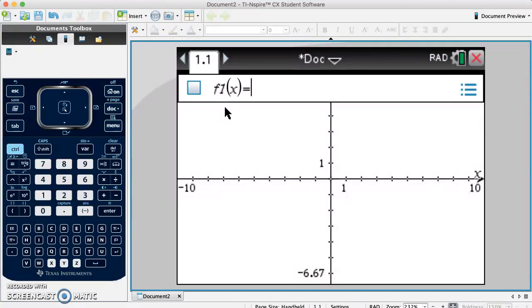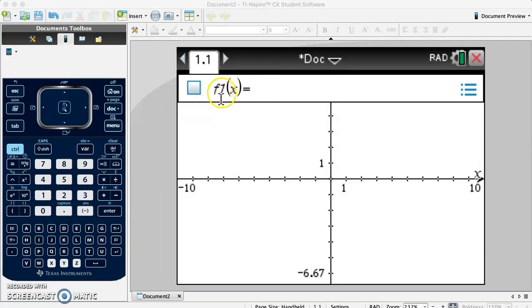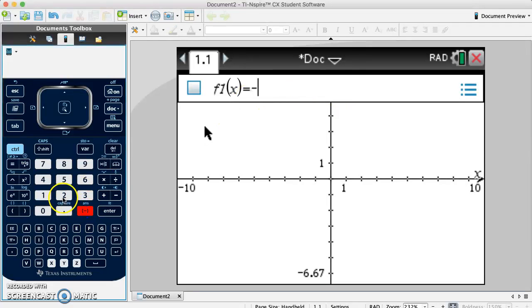And you can type this in 2 different ways. Here, this says y equals. Since it says y equals, and we know that y is the same as f of x, the same as function notation, then we can easily type it in right here, f1 of x equals. So in here, I can type in my slope-intercept form equation. Yesterday, we had to hit delete because it was not in the form of y equals and it did not say f of x. So here, I can type that in. So negative 2,000 x plus 300,000.